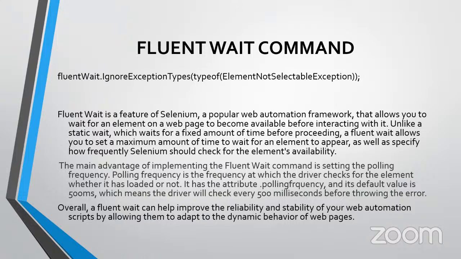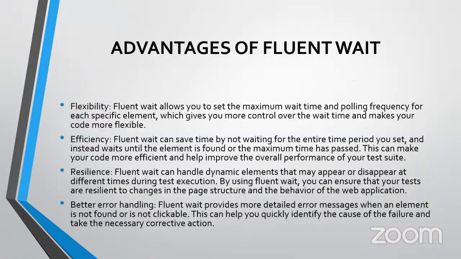So overall, a fluent wait can help improve the reliability and stability of your web automation scripts by allowing them to adapt to the dynamic behavior of web pages. So, advantages of fluent wait: flexibility. Fluent wait allows you to set the maximum wait time and polling frequency for each specific element, which gives you more control over the wait time and makes code more flexible.